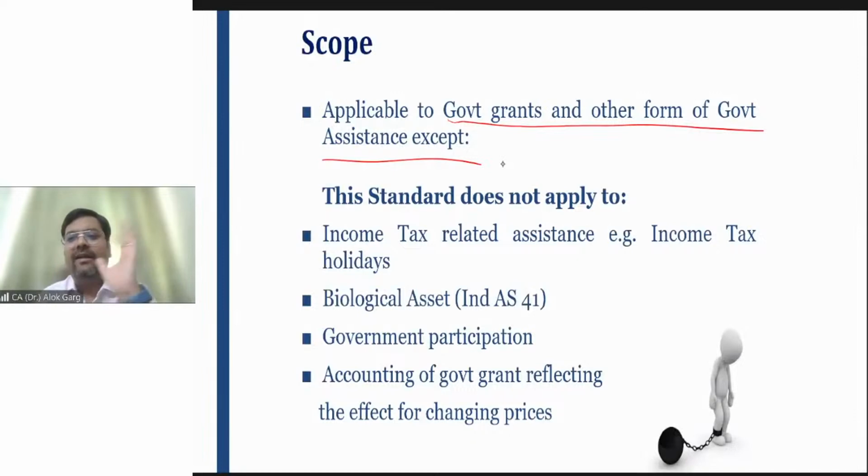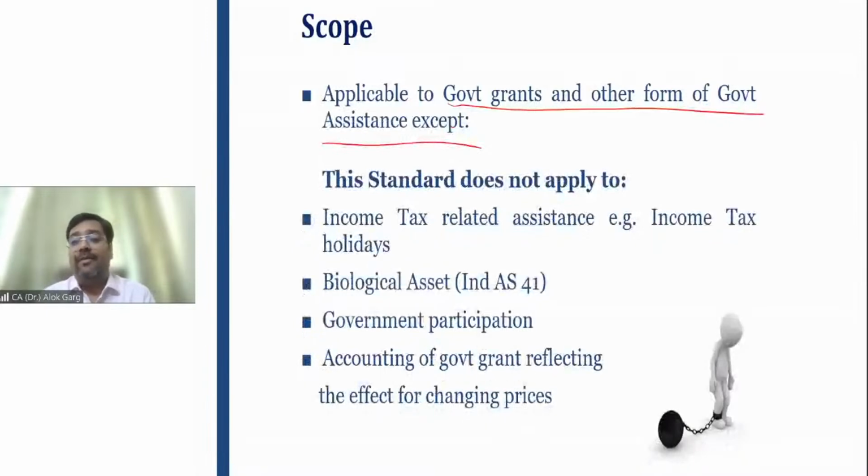The title is quite clear, government grant. So in this standard, only grant which is given by the government will be covered under this standard. Otherwise, it will not be covered under this particular standard, right? This standard is applicable to government grant and other form of government assistance except, what are the exemptions? What is the negative list? This standard does not apply to income tax related assistance.